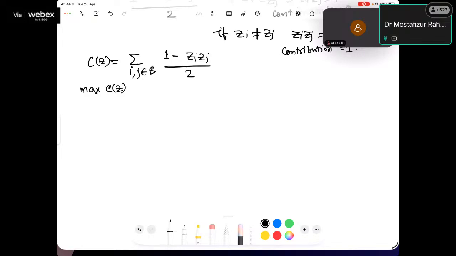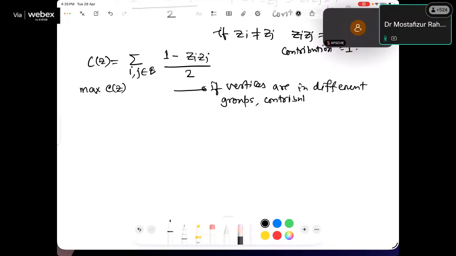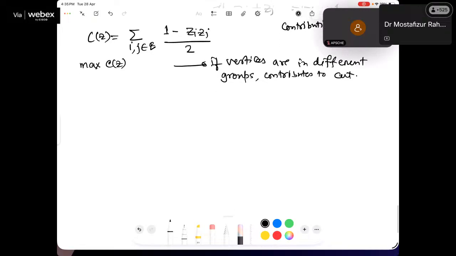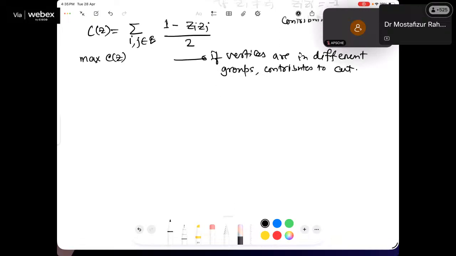So if vertices are in different groups, they contribute to cutting the graph. This is just a simpler cost-function-based approach, showing how you can maximize it.